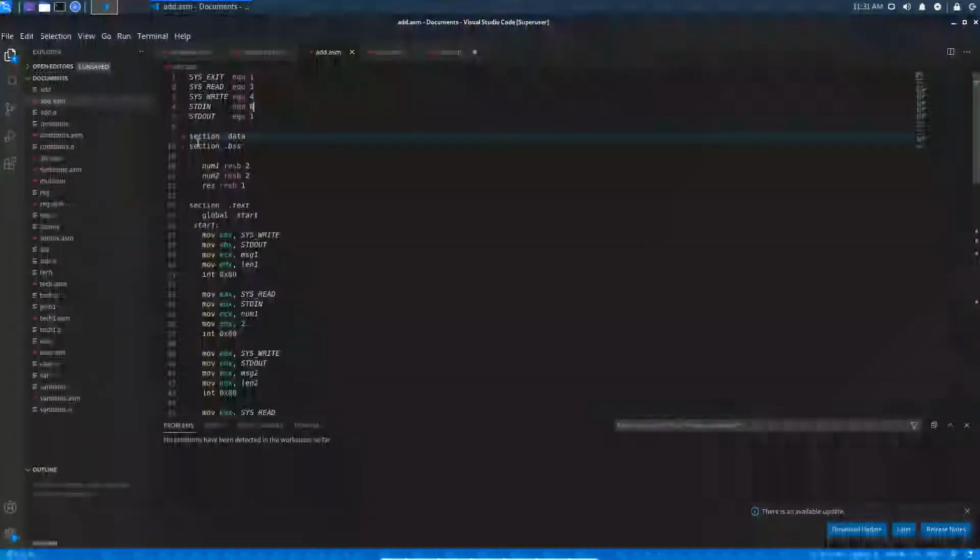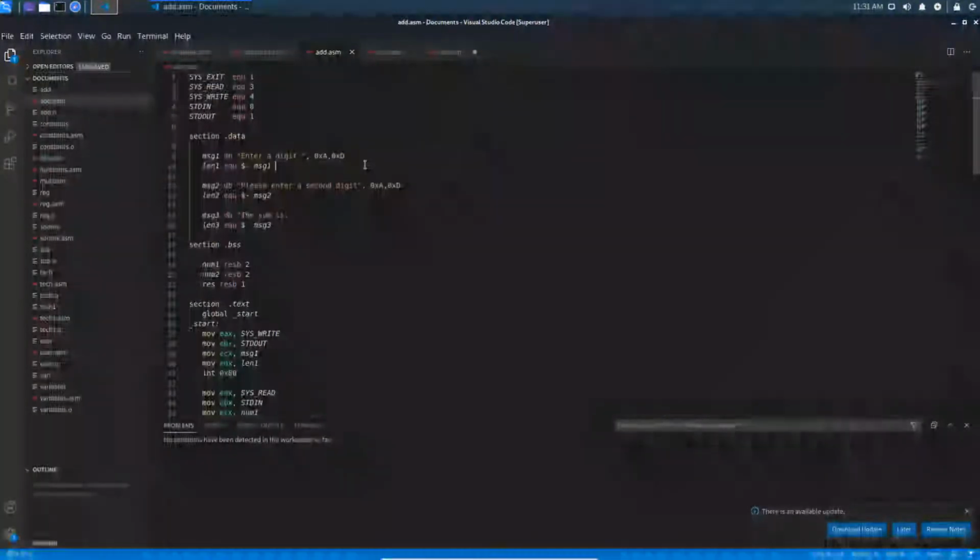Instead of passing the argument as 1, you can pass the argument as sysexit. That's what I did here. In the data section, the dollar prompt means the terminal will wait for the user input. That is the function of using the dollar symbol.